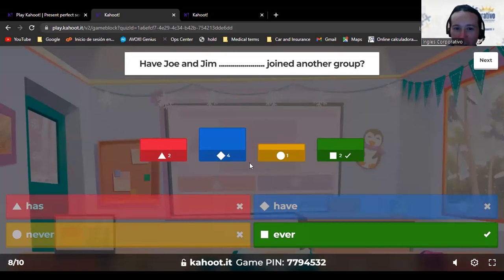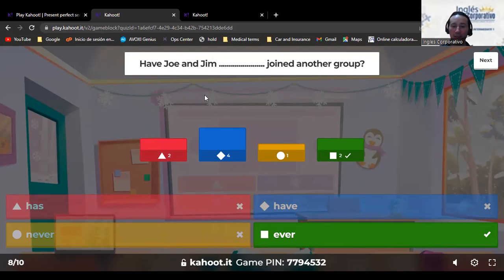Aquí estamos bastante divididos, ¿verdad? Ok, aquí creo que tuvimos dudas. Recuerden otra vez. Les dije que para las preguntas, por lo general utilizábamos ever, ¿ok? Entonces acá dice, have Joe and Jim ever joined another group? ¿Ok? Es una pregunta. We have a question, guys. So, it is not have, because have is already here. It is not has either, because we are talking about them. We have two people here.